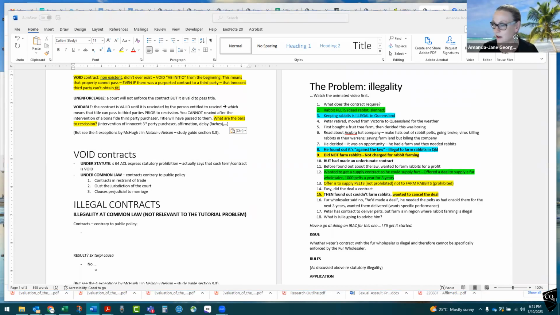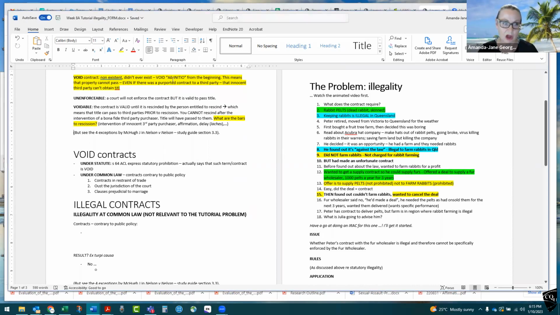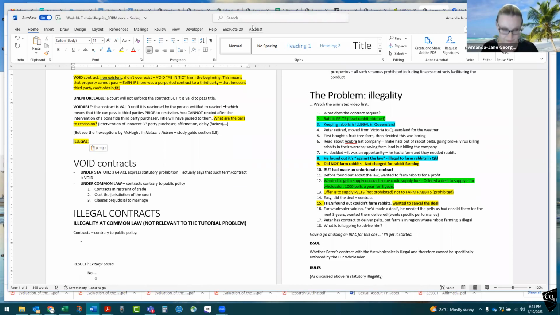What is the bottom line with illegal contracts? The bottom line consequence of illegal contracts. That it may never have been a contract to start with. Yes. What are you thinking? Yes. So, and how is it different to a void contract?